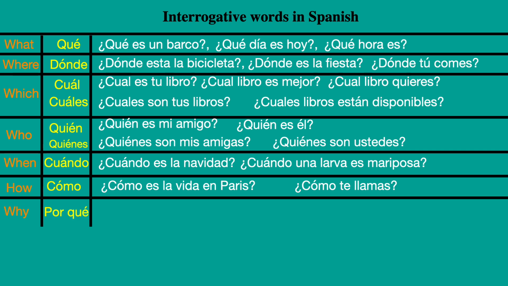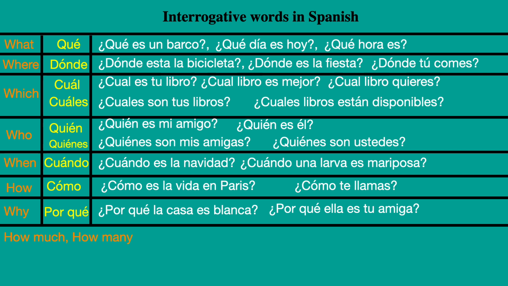And then we have why, which is por qué, and you can see that it has an accent, and we will say ¿por qué la casa es blanca? Why the house is white? ¿Por qué la casa es blanca? ¿Por qué ella es tu amiga? So can you build another question with why? You will say ¿por qué el teléfono es negro?